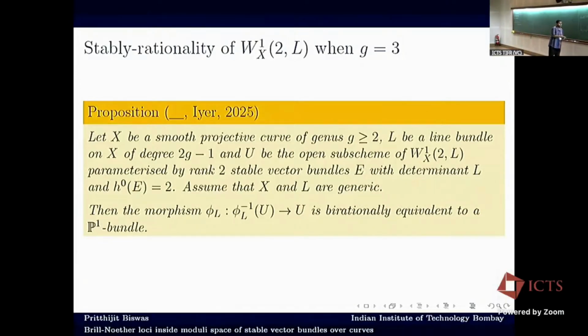Because we will show for genus 3 the variety is stably rational. So what does that mean? We say a variety V is stably rational if V cross P^K is rational for some K.